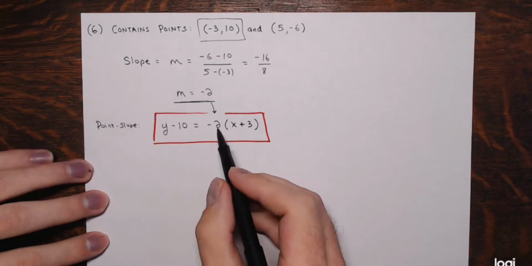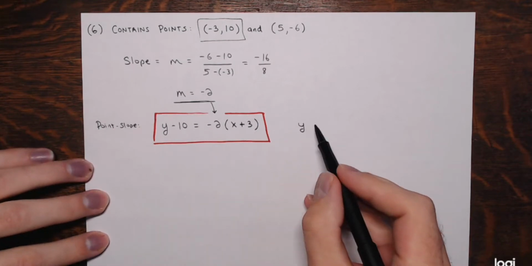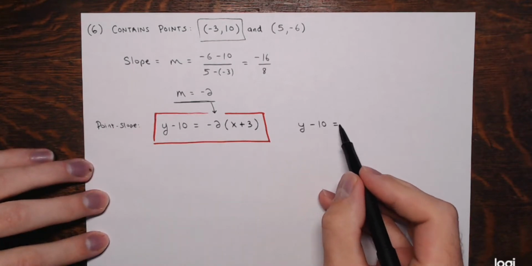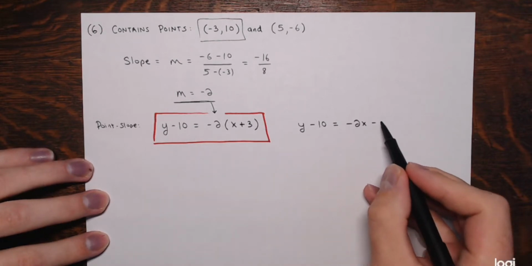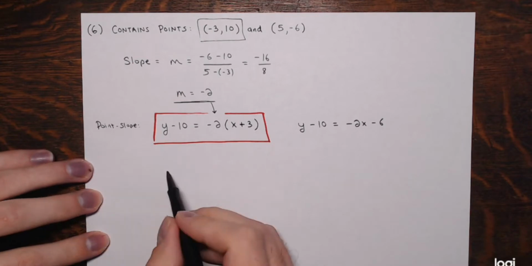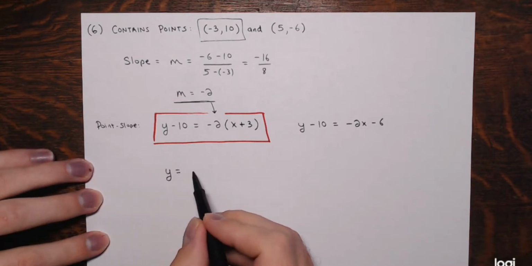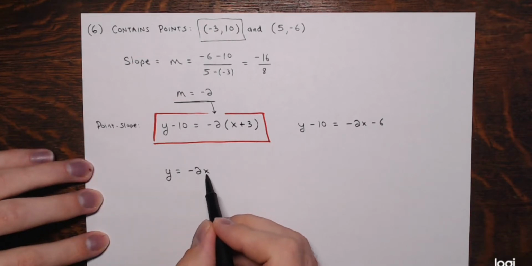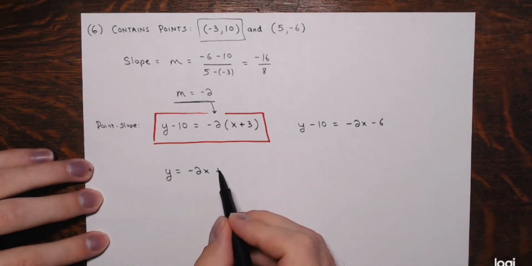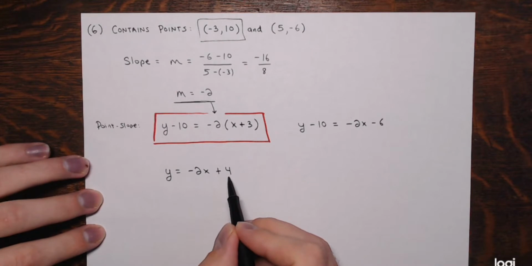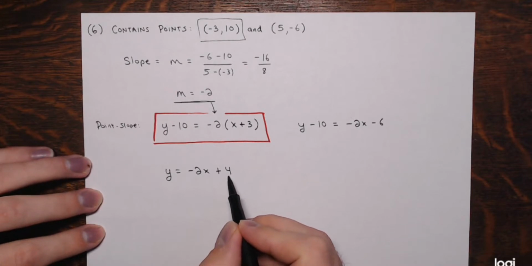Alright, then I distribute the negative 2. We're going to solve for y here and simplify. We have y minus 10 equals negative 2 times x minus 6, and then I would add 10. Get y equals negative 2 times x, the slope times x. And then negative 6 plus 10 is plus 4. So the y-intercept would be at 0, 4.